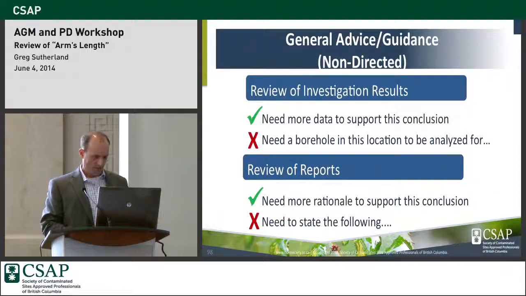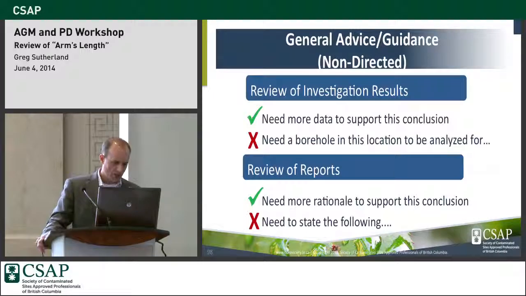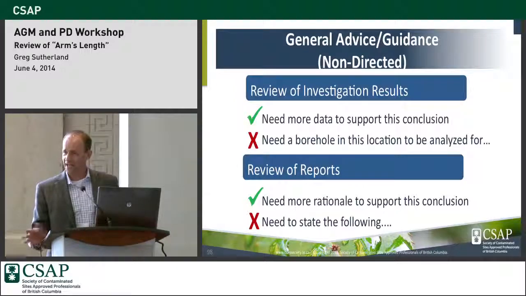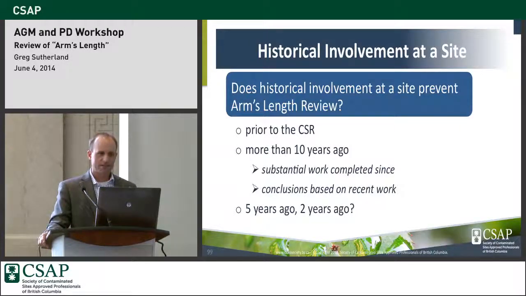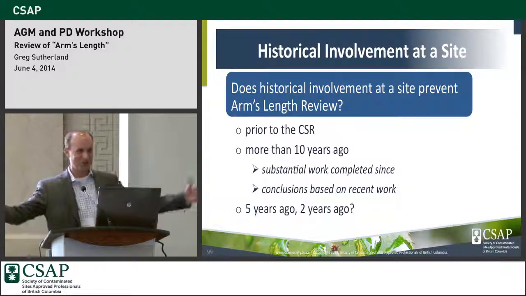So let's talk a little bit about general advice and guidance. This isn't going to be rocket science, but the intent here is to get you thinking about it a little bit. If you're reviewing a report, if you're reviewing data, is it appropriate to say, I think you need more data to support this particular conclusion? In my opinion, that falls in the category of general guidance. Would it be okay to say you need a borehole in this exact location and you need to drill it with this type of drill rig and you need to analyze it for these 4 parameters? Probably not. Well, definitely not. So those are two extremes.